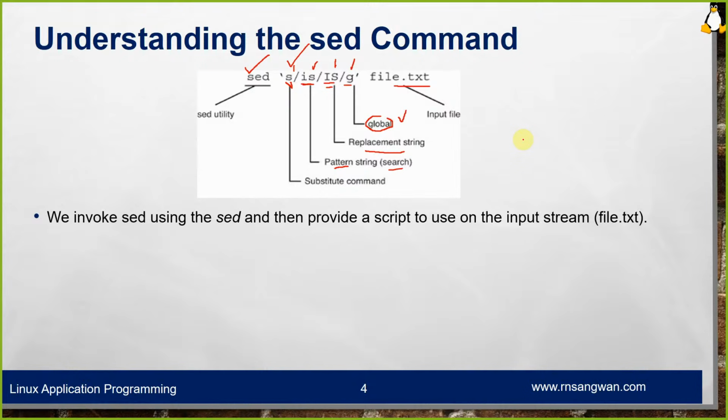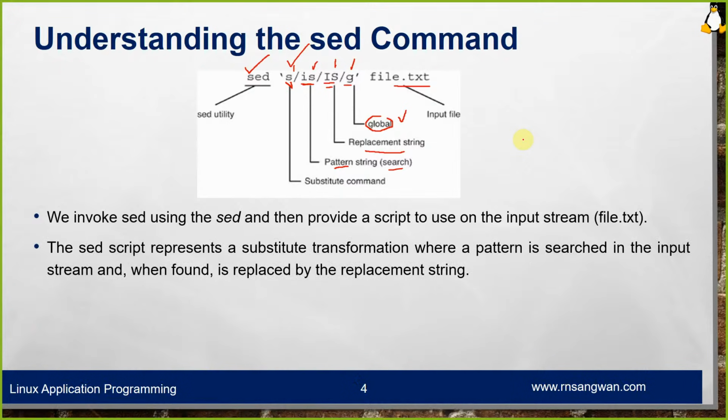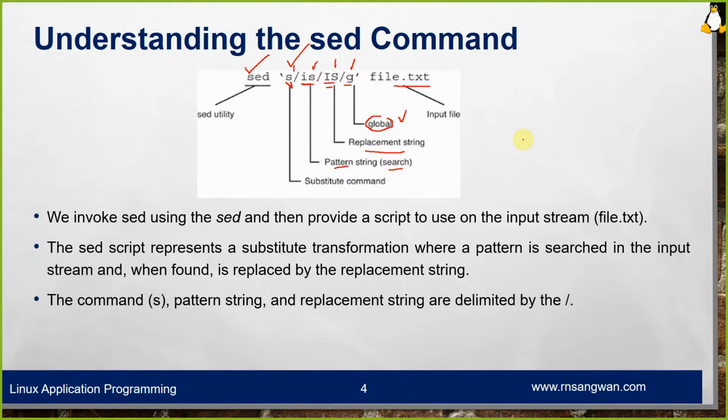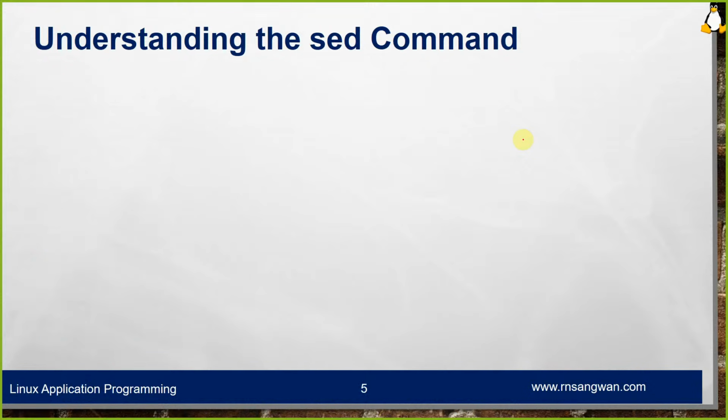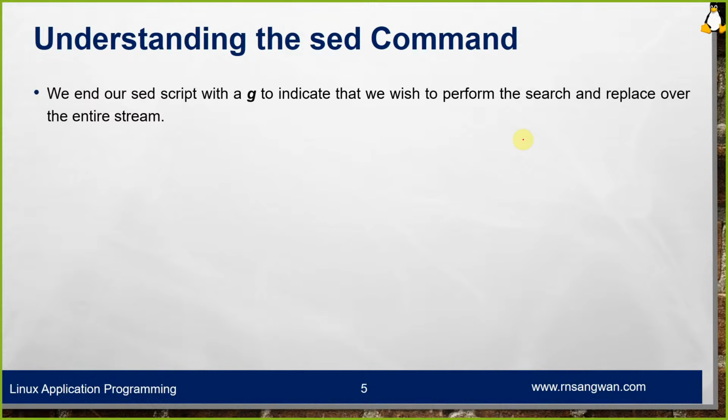We invoke SED using sed and then provide a script to use on the input file, file.txt, for example. The SED script represents a substitute transformation where a pattern is searched in the input stream and, when found, is replaced by the replacement string. The pattern string and replacement string are delimited by /. I'm talking about the s character which was given in the command: substitute. We end our SED command with a small g to indicate that we wish to perform the search and replace over the entire string.